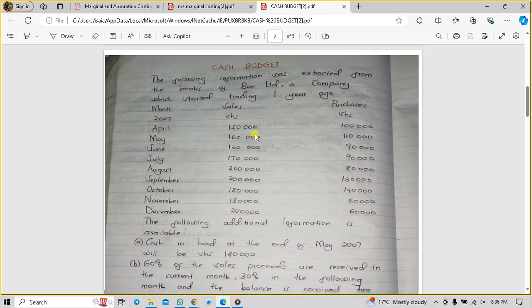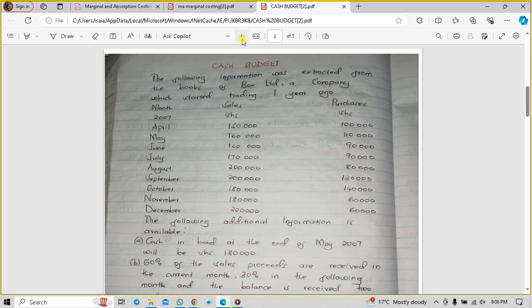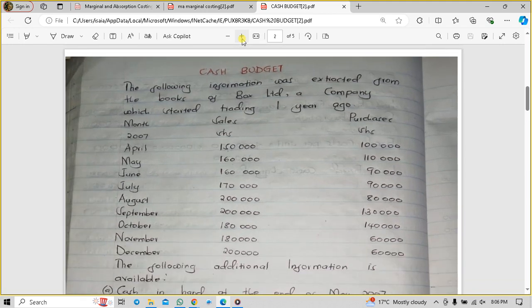So in a cash budget, we normally have cash flow. We normally record cash flows. By cash flows, I mean cash coming into the business and cash going out of the business. So we record cash into the business and cash out of the business. So we will use an example so that you can understand what normally happens in a cash budget. The following information was extracted from the books of Box Limited, a company which started trading 1 year ago.